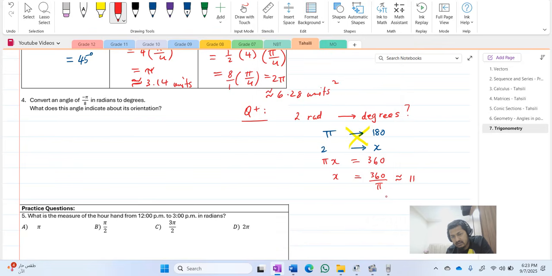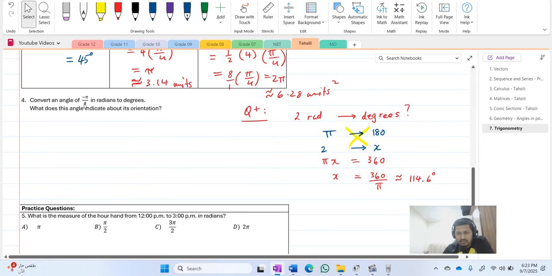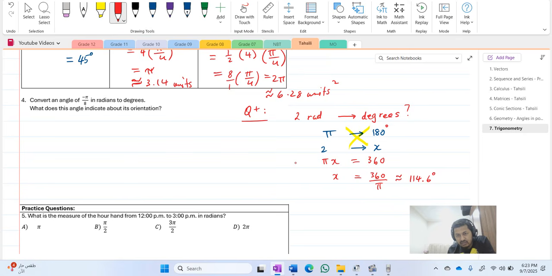So I hope you guys understood that. So 2 radians is approximately 114.6 degrees, and pi, which is about 3.14 radians, is 180 degrees. Now continuing with our problem here, let's go back to question 4. Negative pi by 8 in radians to degrees.